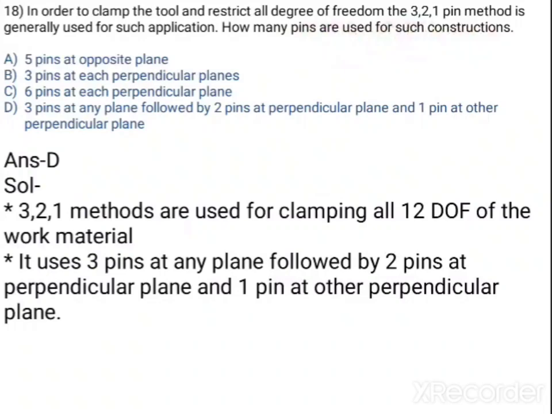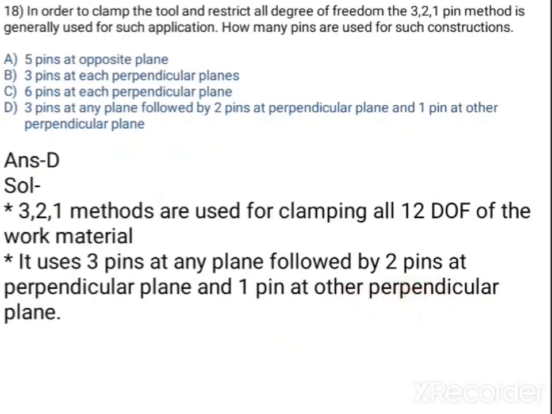So definitely look at the D option: 3 pins at any plane followed by 2 pins at a perpendicular plane and 1 pin at the other perpendicular plane. So that is option number D. 3-2-1 method is used for clamping all 12 degrees of freedom of the work material. Yes, it uses 3 pins at any plane followed by 2 pins at a perpendicular plane and 1 pin at the other perpendicular plane.